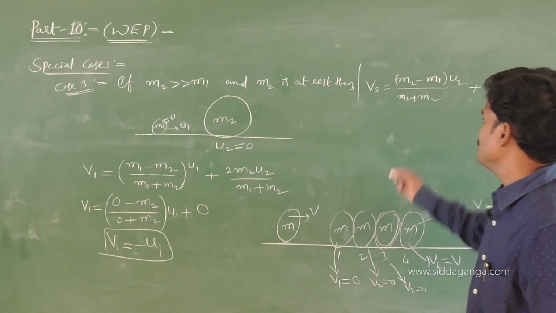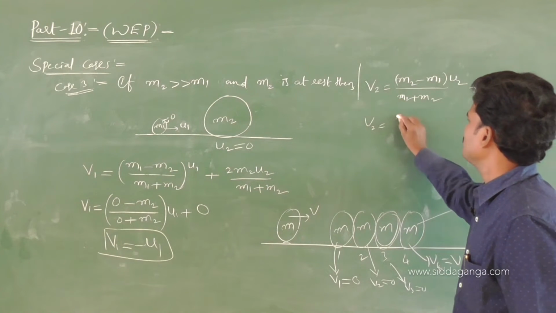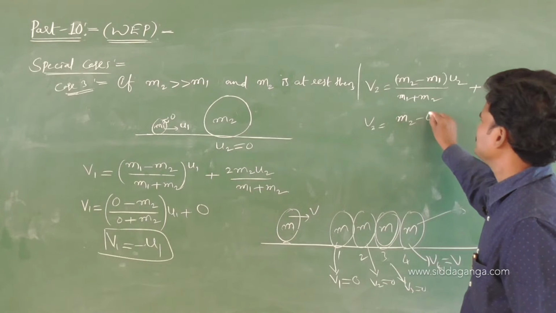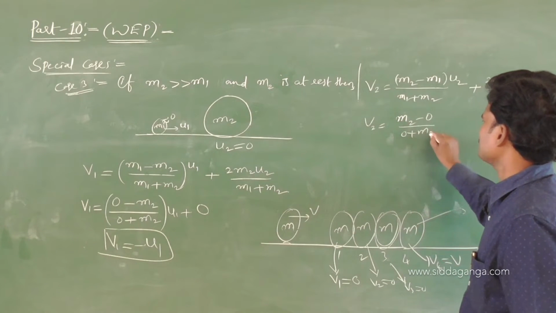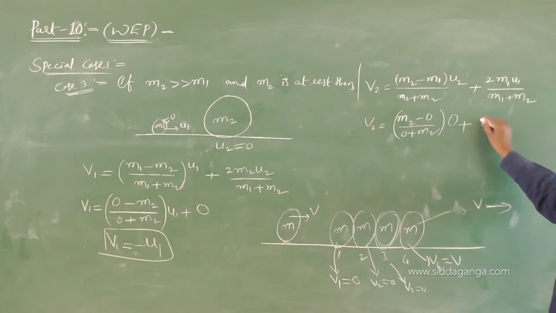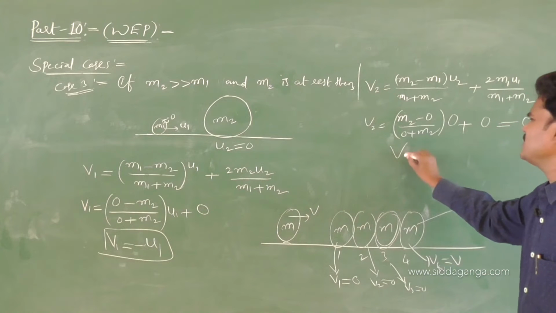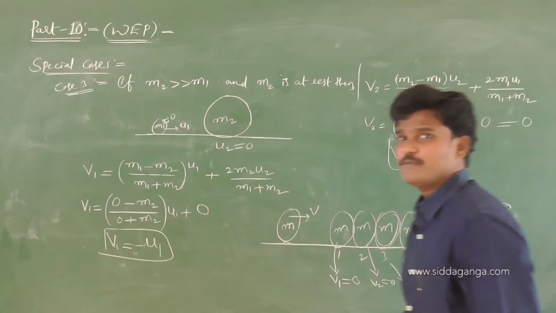What about v2? m2 is not 0, minus m1 is 0. What is u2? 0. m1 is 0. Then what is the answer? So what is v2 here? What is v2? v2 is 0, which means what?